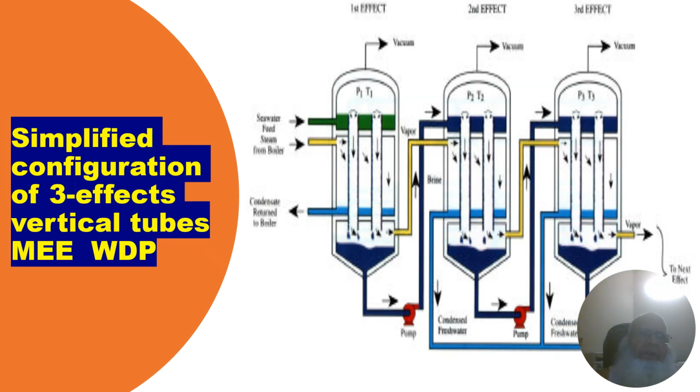This slide shows a simplified configuration of three effects of vertical tubes, multiple effect evaporators, water desalination plants. The configuration is self-explanatory, so you can go through this and read it on your own. Everything is shown in there, how the vapors and the feed flow, and how the concentrated feed water goes back to the sea or the drain.